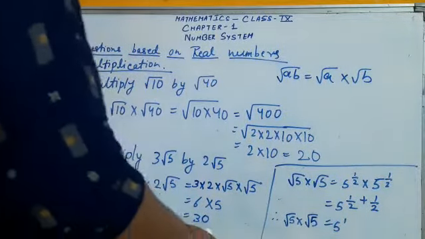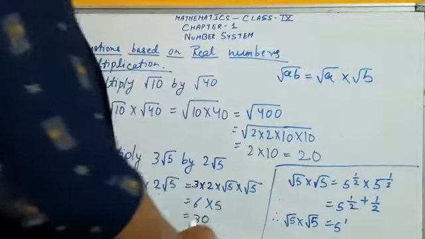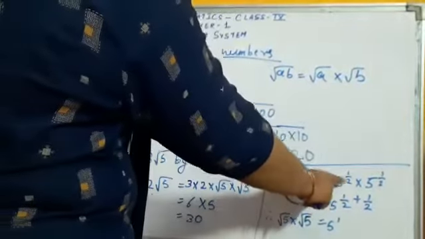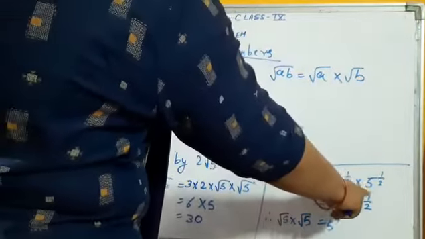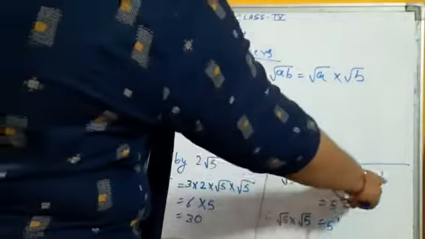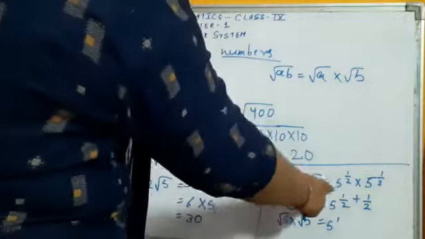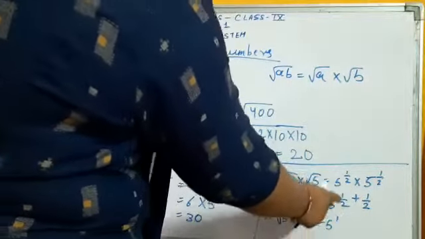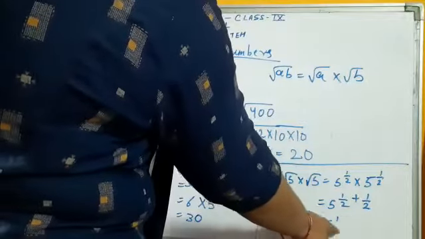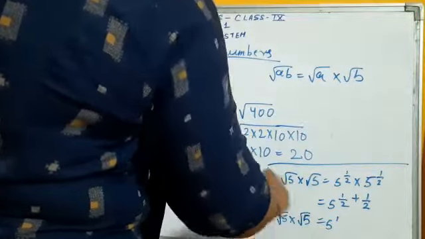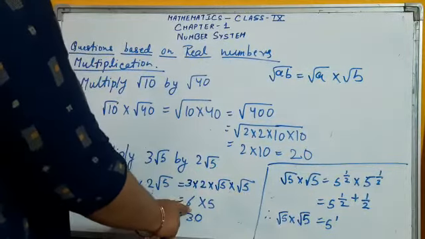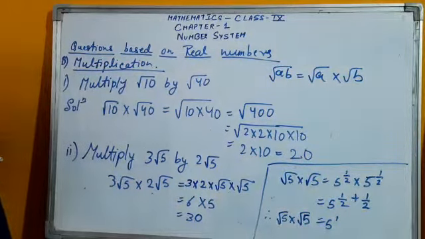But how will you know that root 5 into root 5 is 5? Root 5 is actually 5 to the power 1 by 2. So 5 to the power 1 by 2 when multiplied with 5 to the power 1 by 2, these powers will be added. We know that if the base is the same, powers can be added. So look at these two. If 5 is the same in both, half can be added. So half plus half will be 5 to the power 1. So root 5 into root 5 is 5. So hence I wrote root 5 into root 5 is 5 and 3 into 2 as 6. So 6 into 5 will be 30.